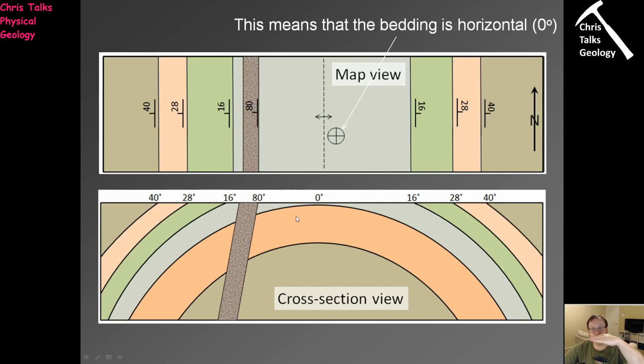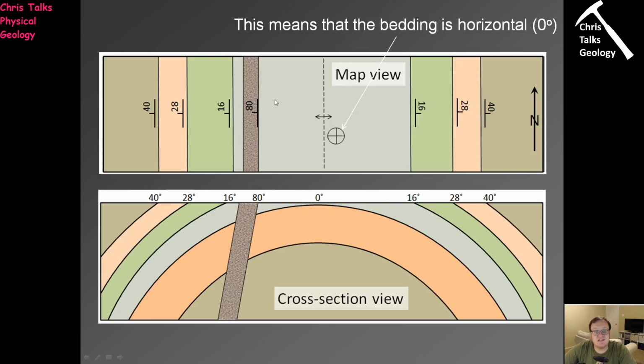So the rocks are going to be horizontal right here. And so there's a symbol to show that, and it's a circle with a cross in it, and that's the horizontal bedding symbol. So what we have here is a nice realistic description of an anticline, and it shows you that these symbols do not always stay the same. Okay, not always the same number.